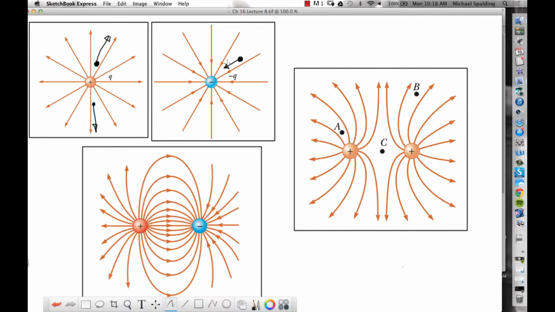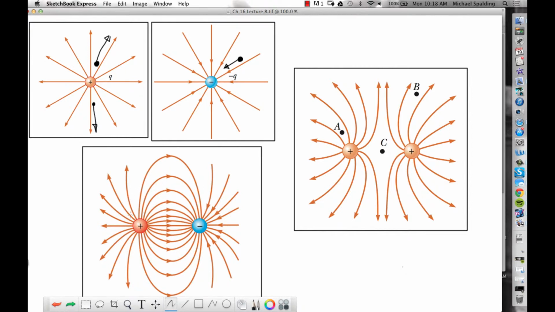All right, so a more complicated situation. This is what I wanted to show you. What if you have two big guys, two point charges that are in the same vicinity? So for example, big positive and big negative. The electric field lines between those two charges would look like this.